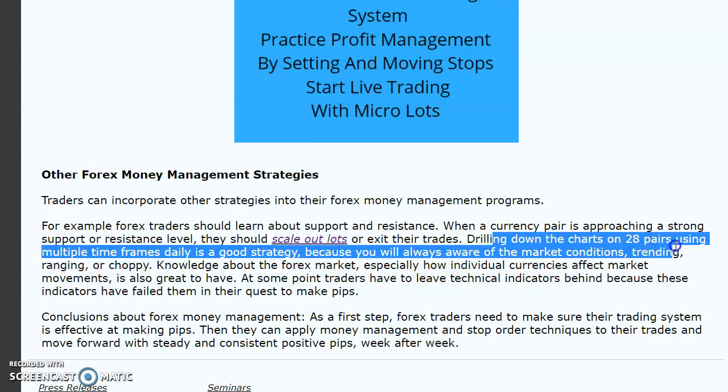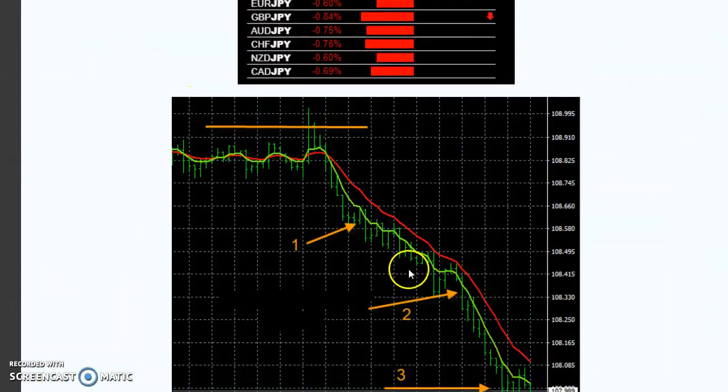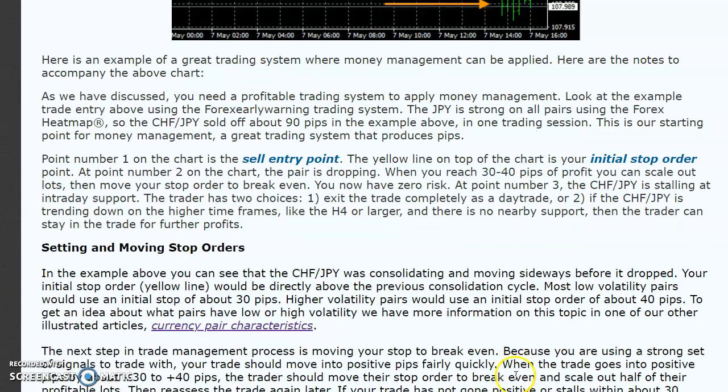Every day you should drill down the charts and conduct multiple time frame analysis across 8 currencies and 28 pairs, which is the currencies and pairs that we work with at Forex Early Warning. You'll always know if the market is trending, ranging, or choppy. If the Swiss yen is trending down and all the yen pairs are trending down or something like that, you can stay in this trade, but you have to know what the market condition is.